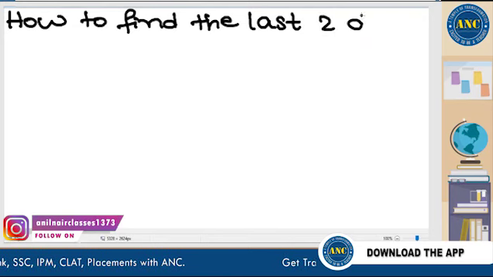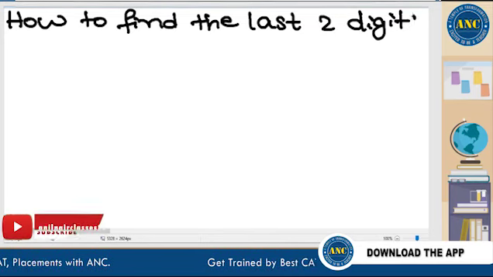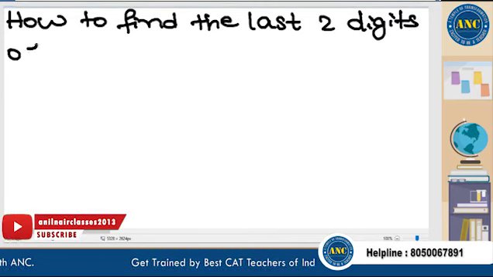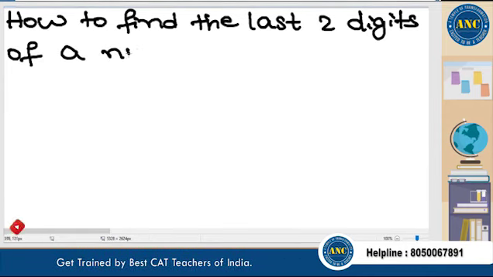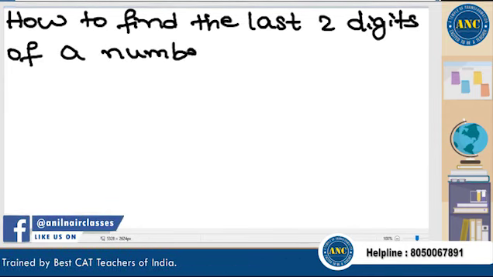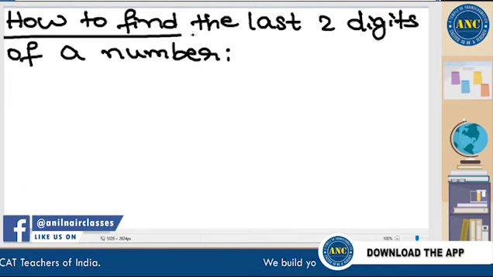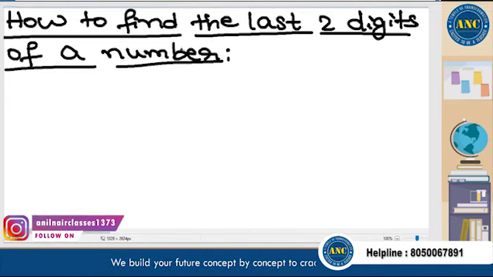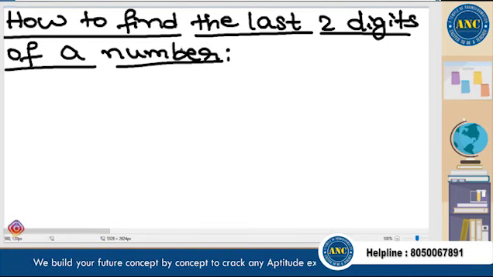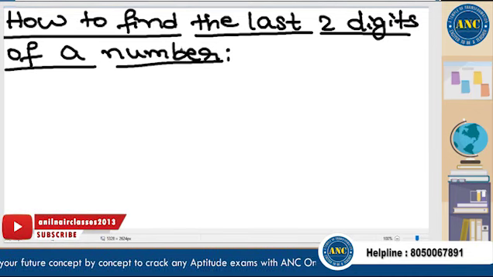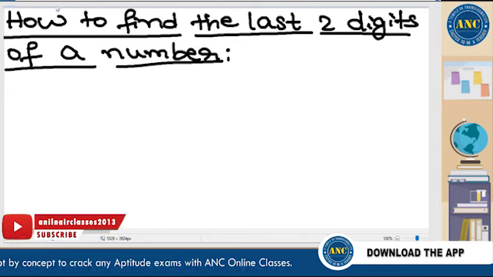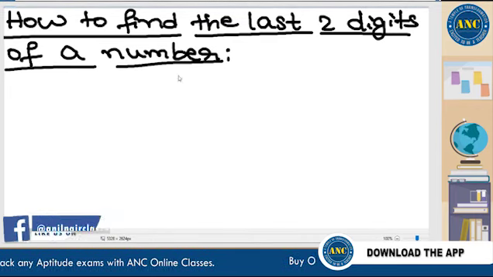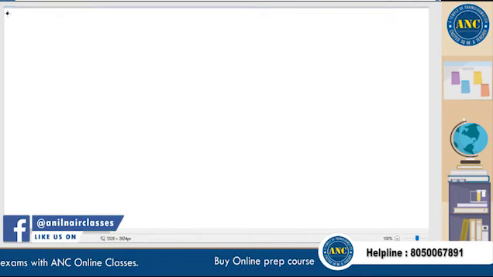Do not miss any single type whatever I am discussing in today's session, because if you miss any single type you will end up losing the entire content, because every type is interrelated with the next type. How to find the last two digits of any number. Very, very important topic. We will see how beautifully we can solve some of the toughest questions in the easiest way possible. Now we will discuss type by type.